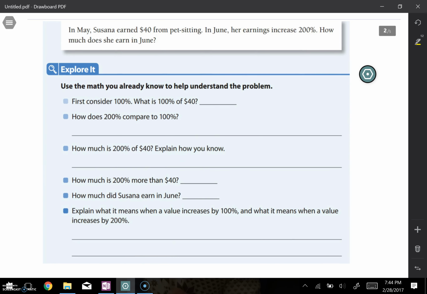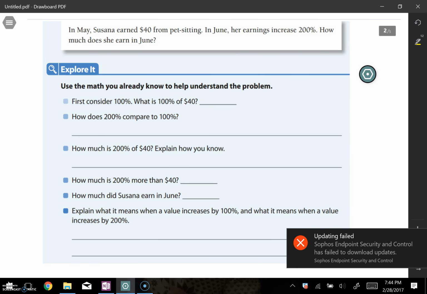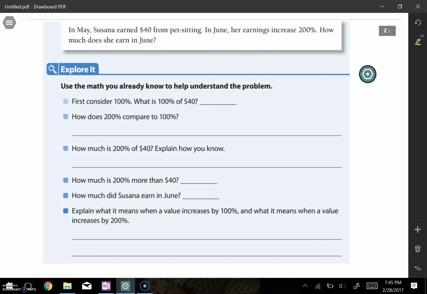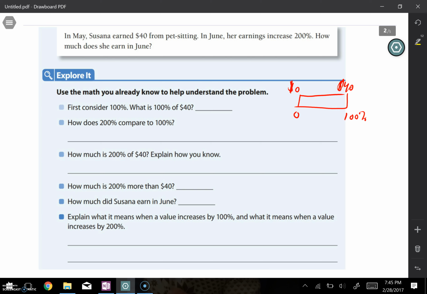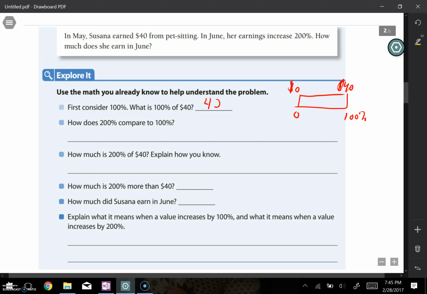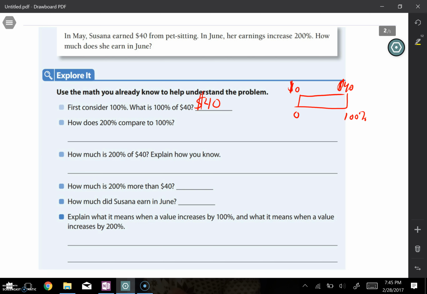So in May, Susanna earned $40 pet sitting. In June, her earnings increased by 200%. How much does she earn in June? So first consider 100%. What is 100% of $40? Well, I kind of just drew it earlier. So here it is. 0% to 100%, $0 to $40. Right? I mean, if you have 100% of $10 you have $10. So first, 100% of $40 is $40.